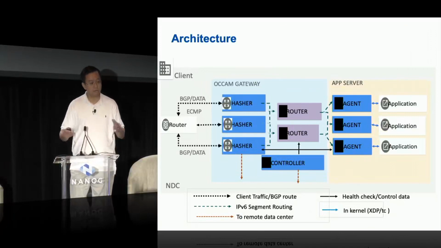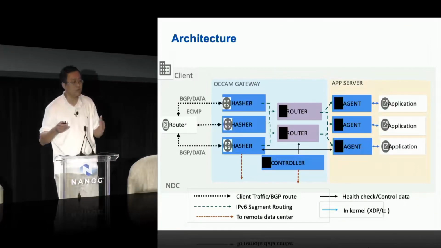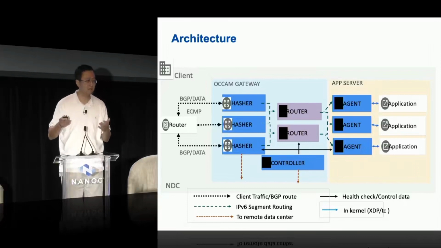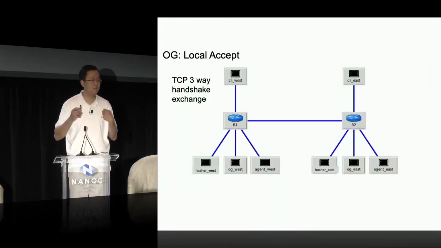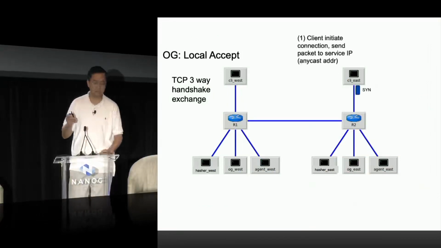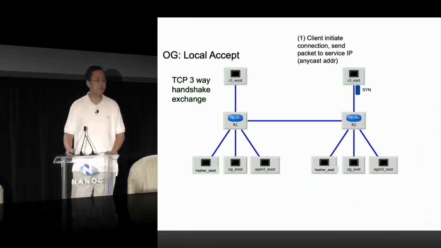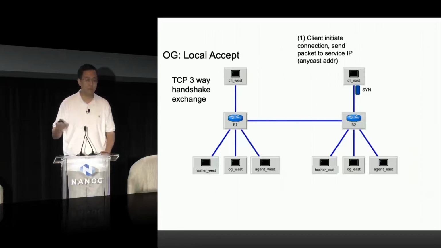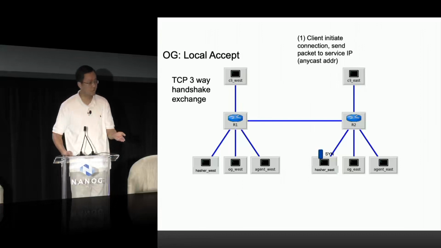So if this is the architecture, then how do we see it working, say, for a TCP connection? Bear with me, this packet animation has a few glitches here and there, but say a client sends out a SYN packet. It wants to talk to the service IP, to get a request. Then it will just set the destination to be the service IP, the Anycast address. The packet would then go to the hasher, which is the destination that has been set.